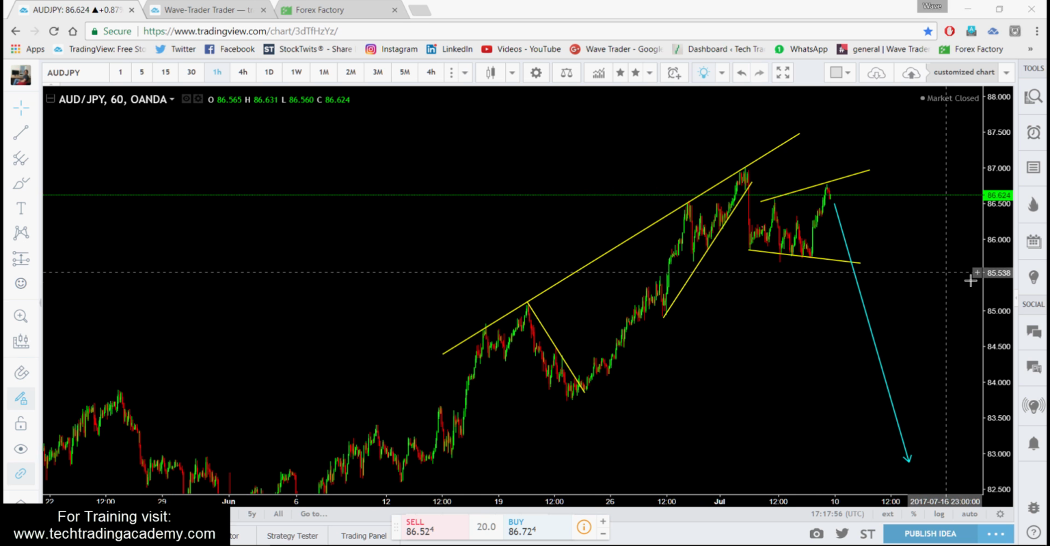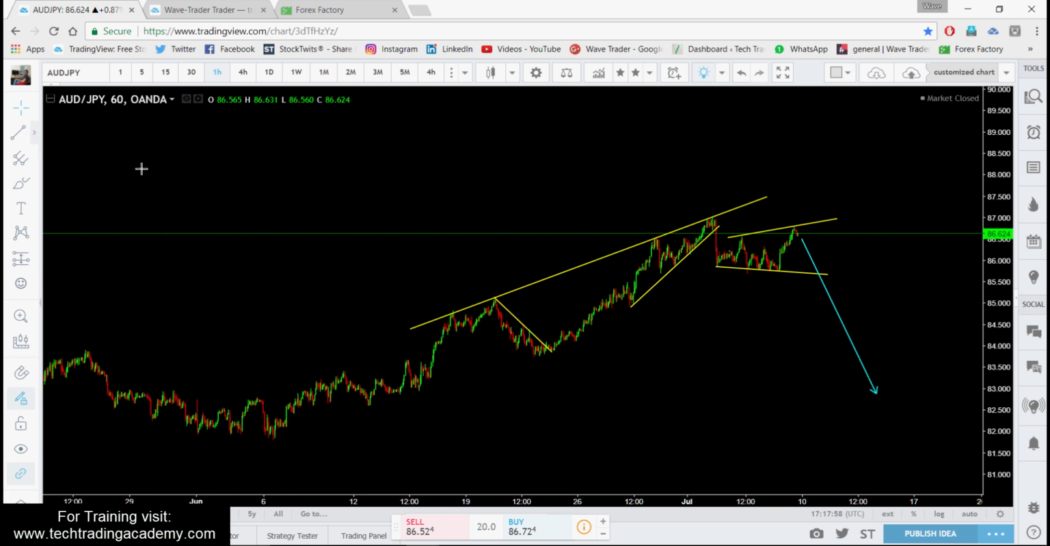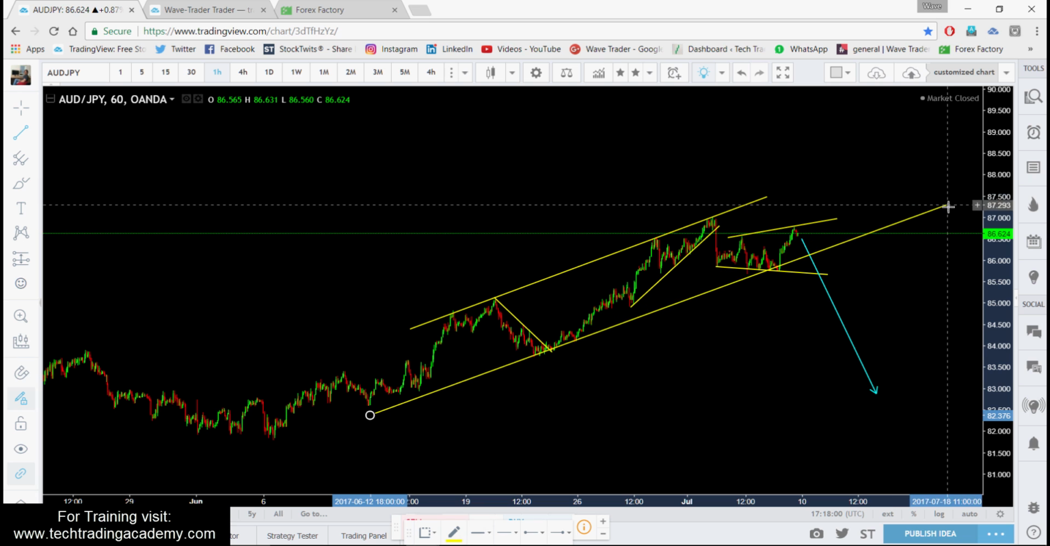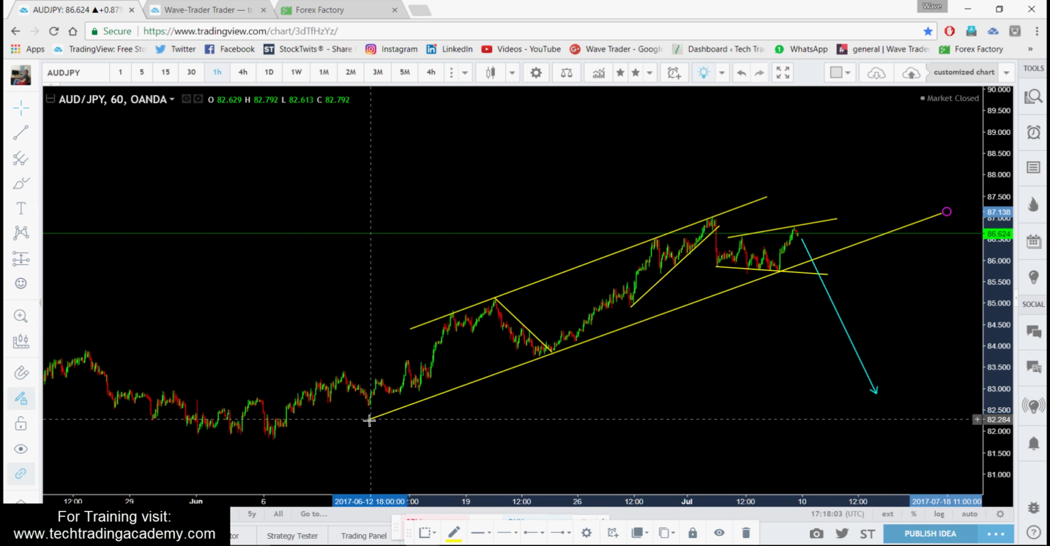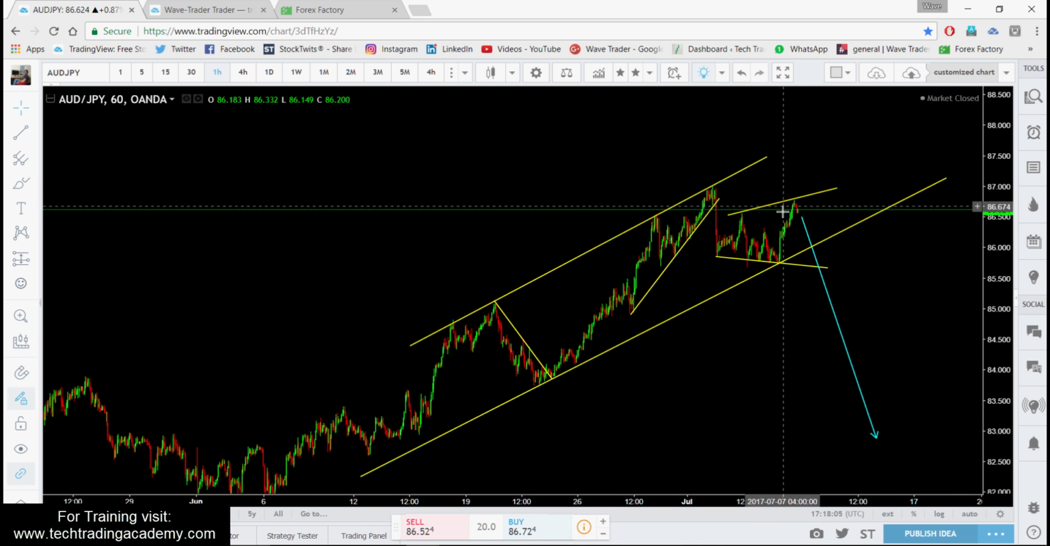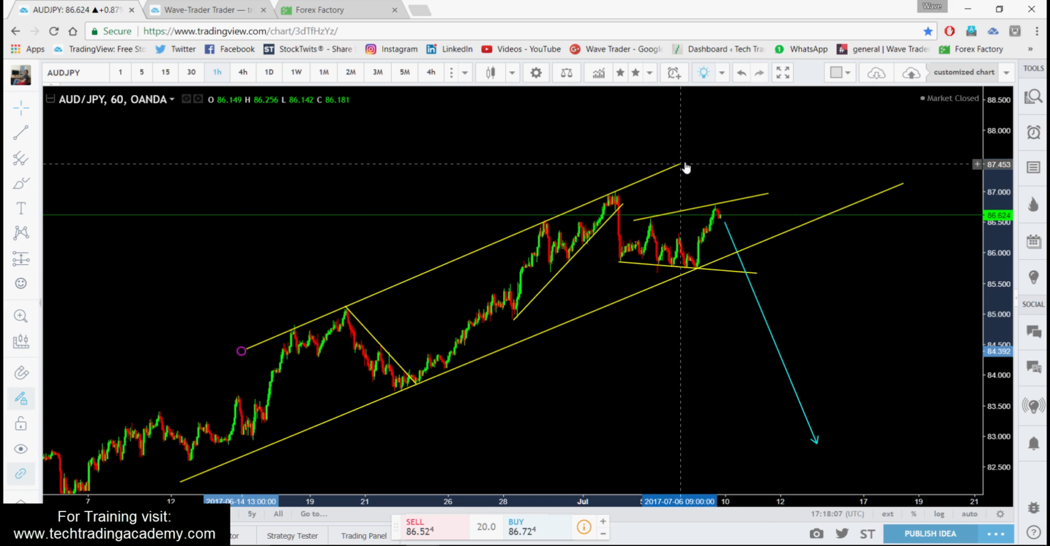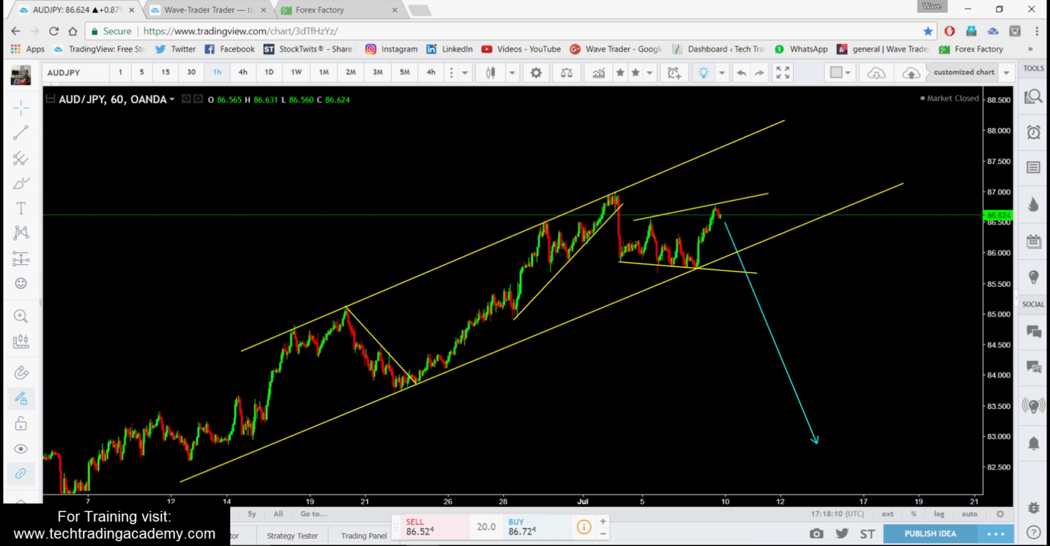Again, let me draw the structure correctly. All right, if price closes above that top, then we're going to look for price action at that area for this reversal. Okay, upside is limited. Why is upside limited? Because it is hitting the big trend reversal point. All right, a huge trend reversal point.